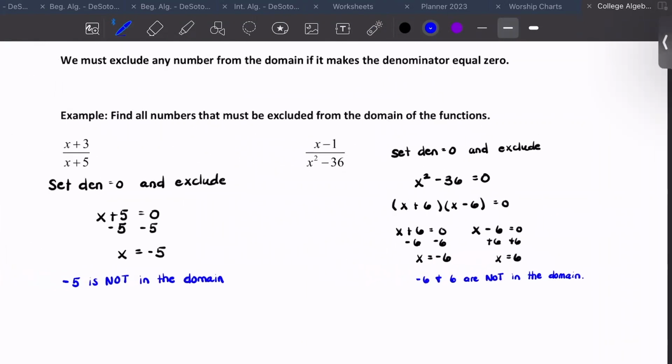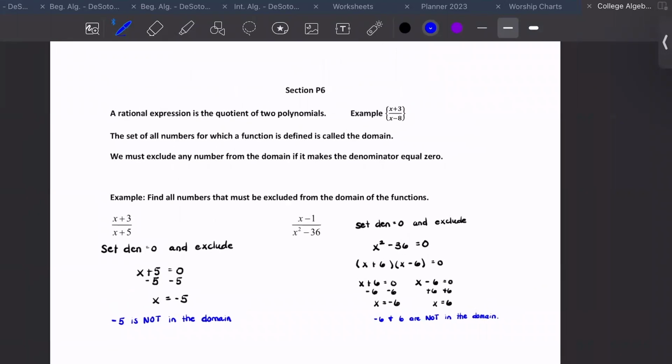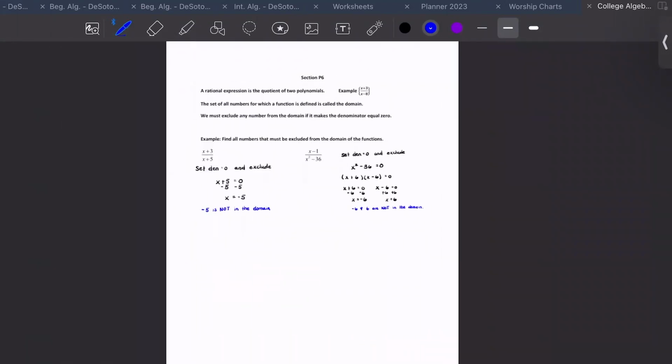So the main thing to remember about domains is that you set your denominator equal to 0 and exclude. Those numbers that you get are numbers that you can't have for x, because that makes the denominator equal to 0, which makes it undefined. And we only want defined.